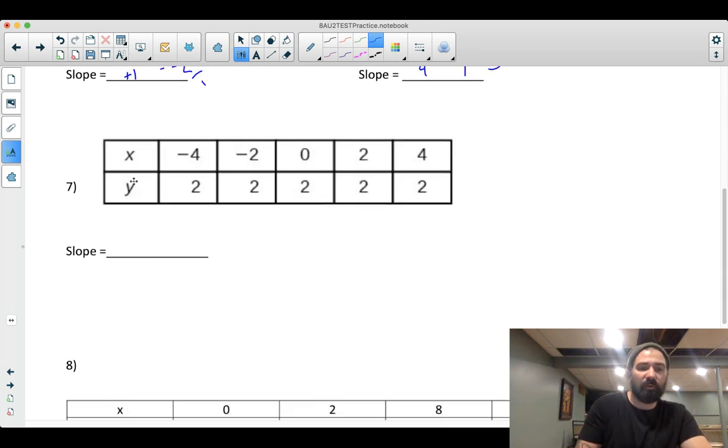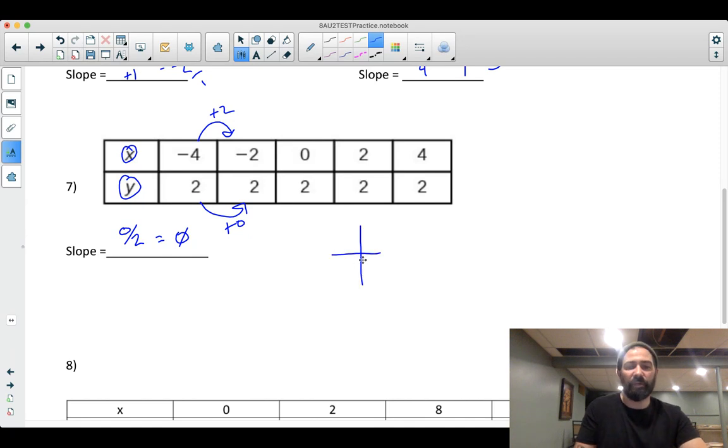Next one, we have our y on the bottom and our x on top. Change in y first. 2 to 2, that's plus 0. So we have a 0 on top. X is negative 4 to negative 2 is plus 2. So we're going to have 0 over 2, which just reduces down to 0. Slope of 0. That's going to give you a horizontal line right here.